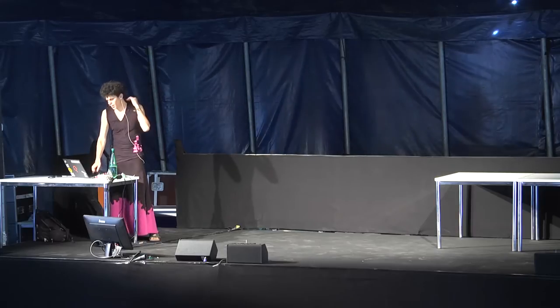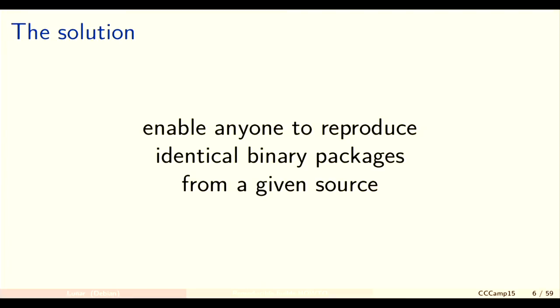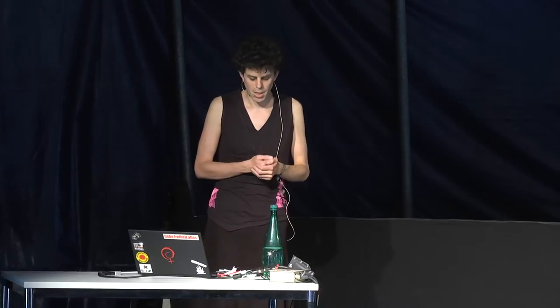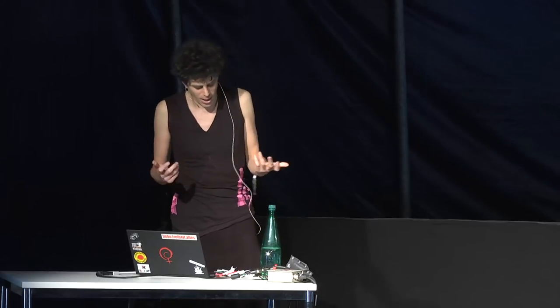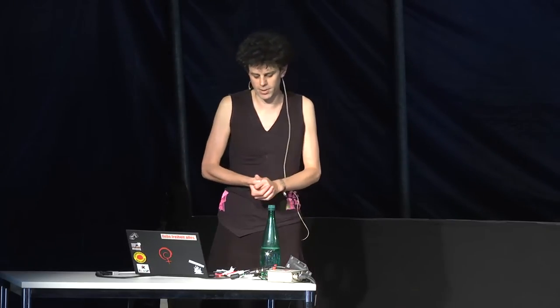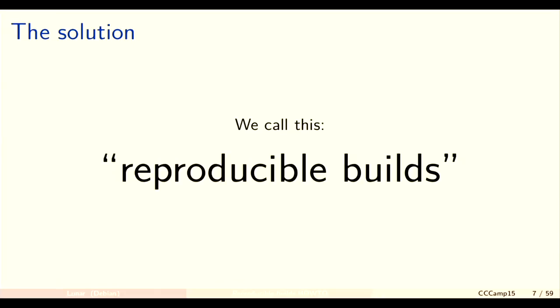So we have a solution for that, and the idea is to get reasonable confidence that a given binary was indeed produced by the supposed source. We want to enable anyone to reproduce identical binaries from a given source. And if enough people redo the build on different networks, at different times, on different machines, then we can assume that either everybody is owned, but with more luck, that it's okay and no bad stuff has been inserted behind our backs. We call this solution reproducible builds.